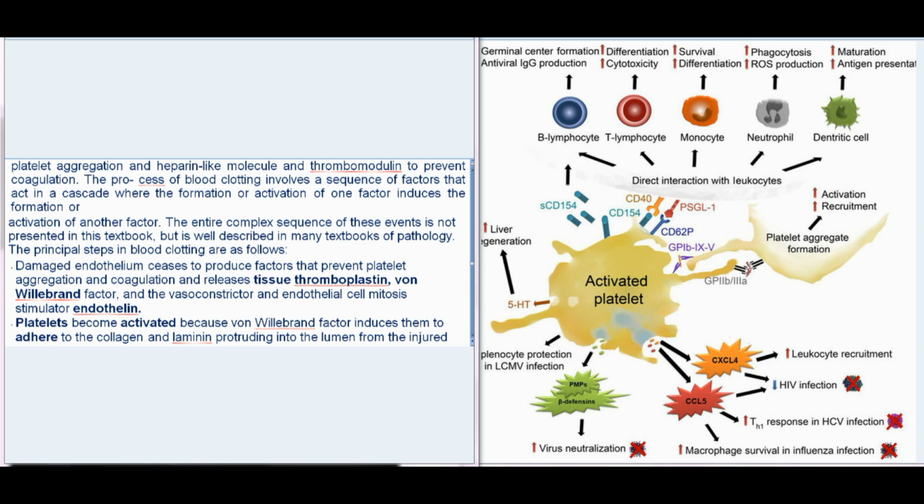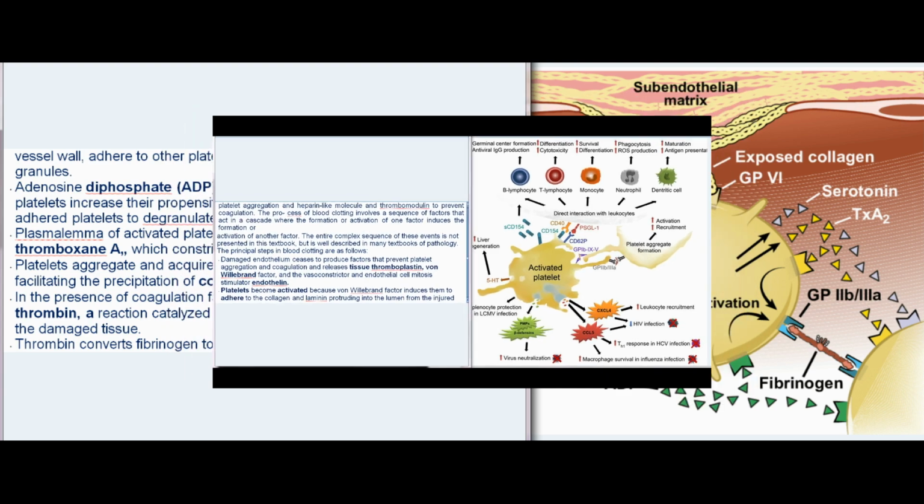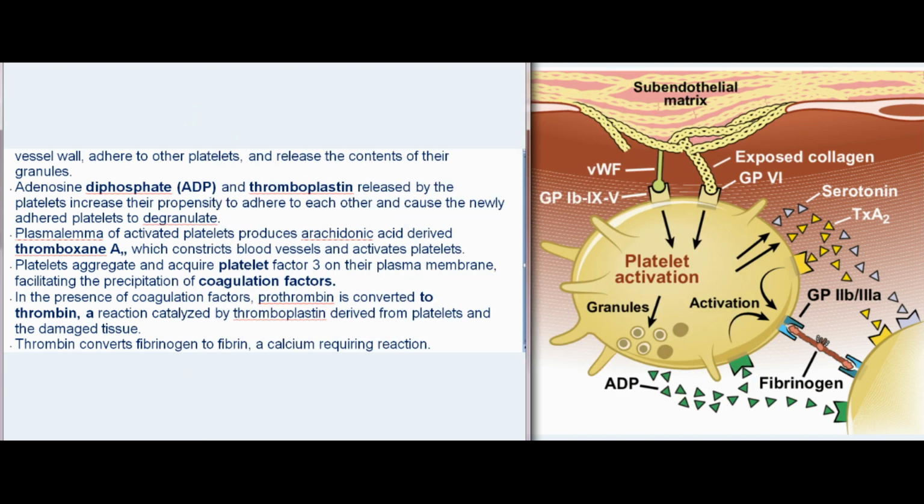of pathology. The principal steps in blood clotting are as follows: damaged endothelium ceases to produce factors that prevent platelet aggregation and coagulation and releases tissue thromboplastin, von Willebrand factor, and the vasoconstrictor and endothelial cell mitosis stimulator endothelin. Platelets become activated because von Willebrand factor induces them to adhere to the collagen and laminin protruding into the lumen from the injured vessel wall, adhere to other platelets, and release the contents of their granules.